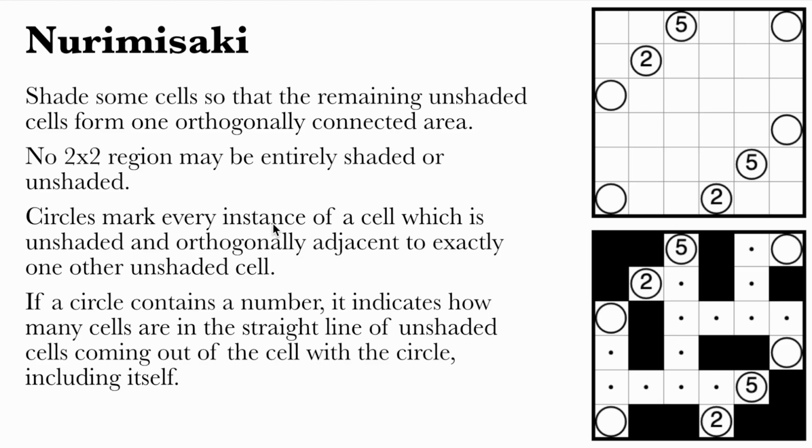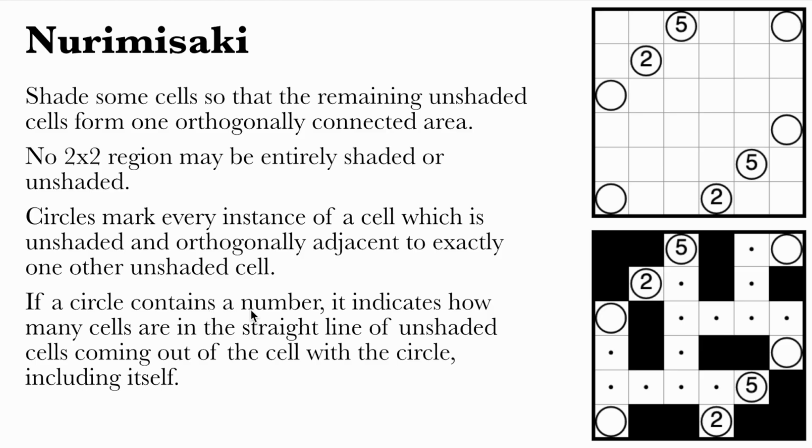Circles mark every instance of a cell which is unshaded and orthogonally adjacent to exactly one other unshaded cell. That is a way of describing a dead end. If you look at the solution, we have these dead ends in the puzzle. Each one of them has a circle. It has a negative constraint, so we cannot have any dead ends that don't have a circle, and we can't have any circles that aren't dead ends.